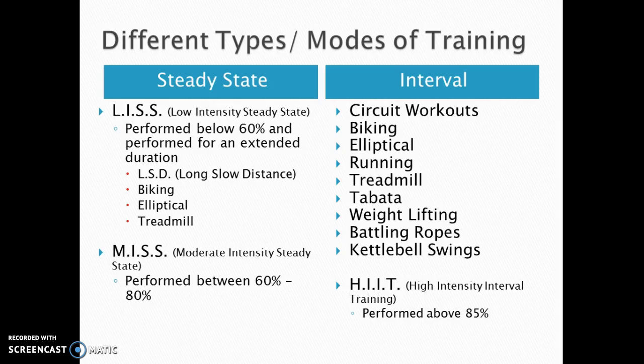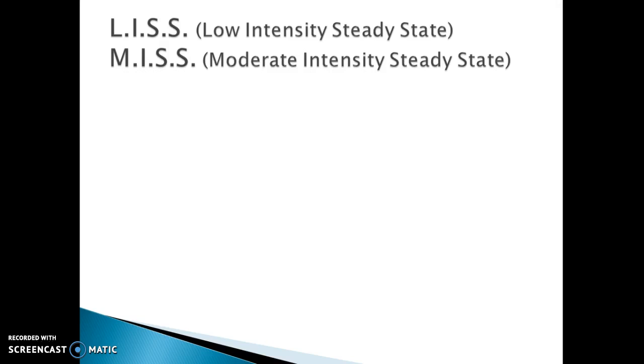Now, all of the circuit workouts, biking, elliptical, running, all of that stuff that we talked about can be designed to be a HIIT workout. It would just need to fit your current level of fitness, obviously, and basically what you like to do. But there's a lot of flexibility in what activities you can do in order to make that work.